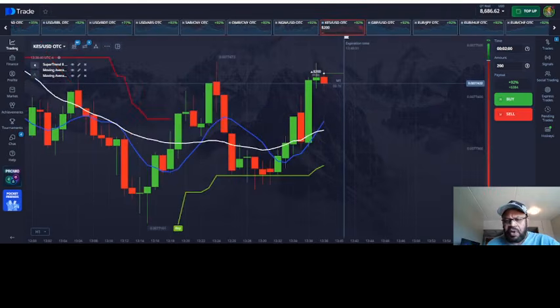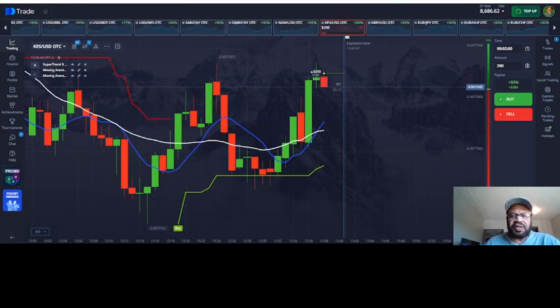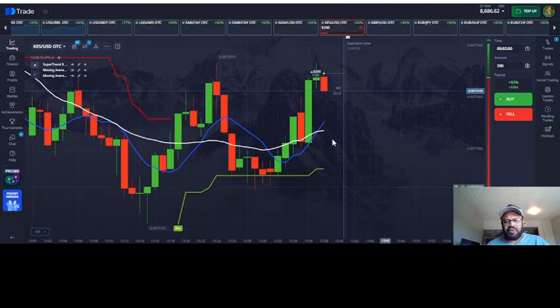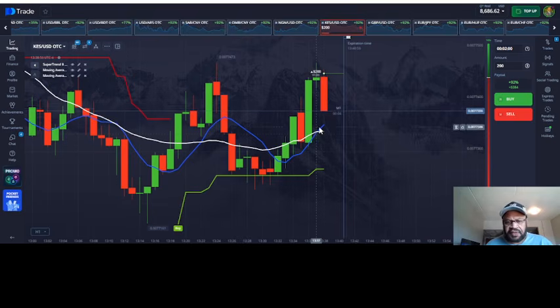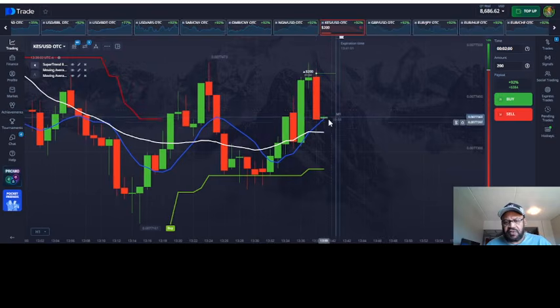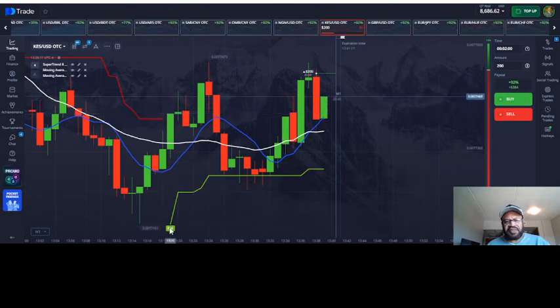Okay, so I'm on the KES USD OTC pair, and I just took a buy trade here at this level. The reason I took the buy trade is I waited for the cross of this fast SMA and the slow SMA line. The fast SMA line crossed over the slow SMA in an upward direction. And secondly, we see the SuperTrend indicator printed a buy signal over here.